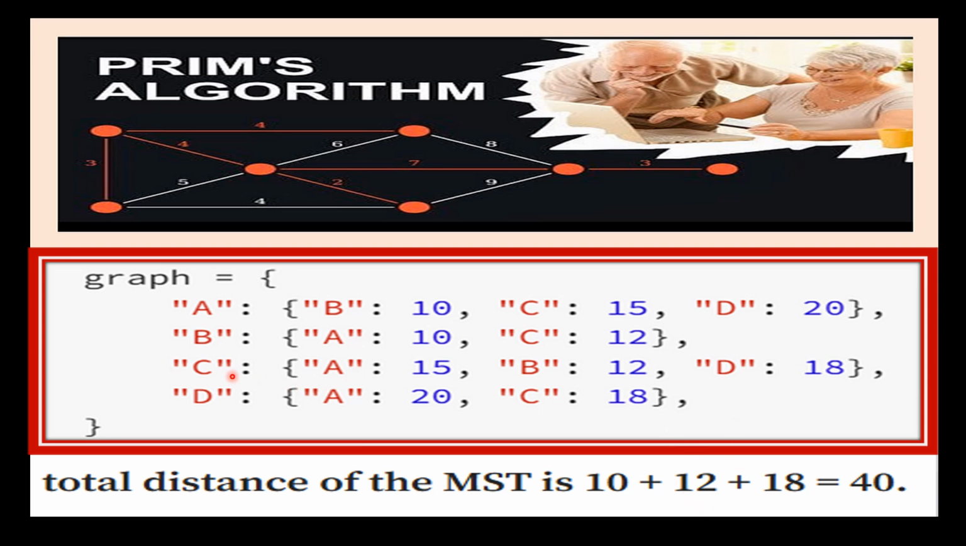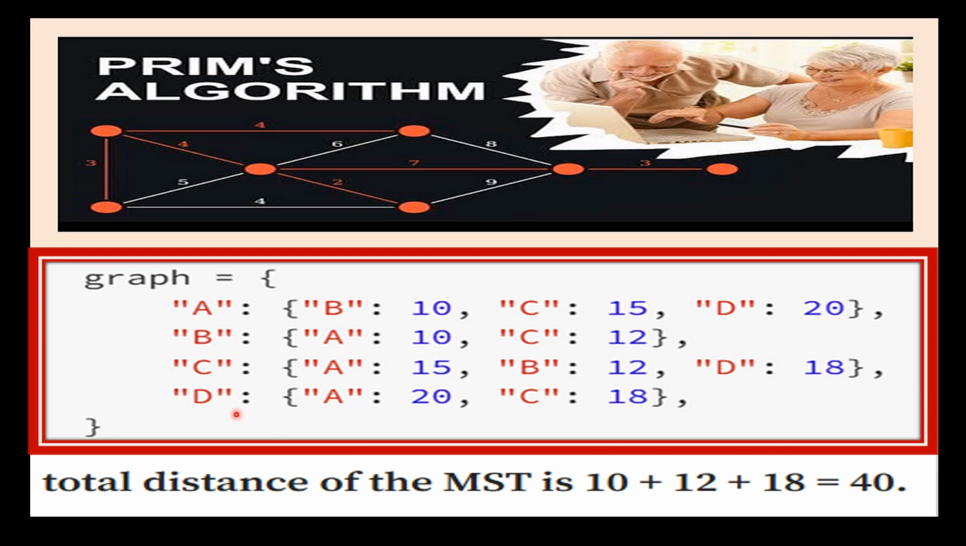Now from this store C, we can visit store B and store D. We have already visited store B, so we will consider the distance to store D, which is 18. Now you will add the closest store that is not yet a part of the minimum spanning tree to the growing tree. Now here store D is the closest store, we'll add it to the minimum spanning tree.